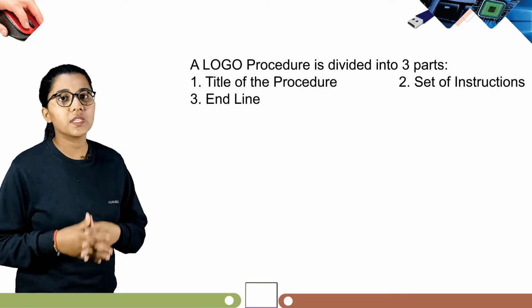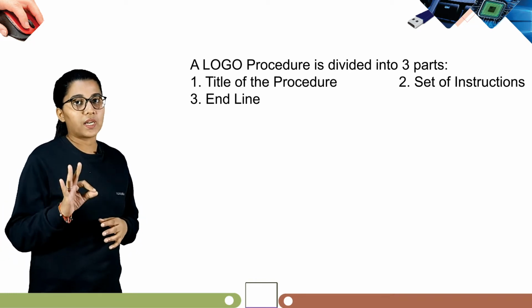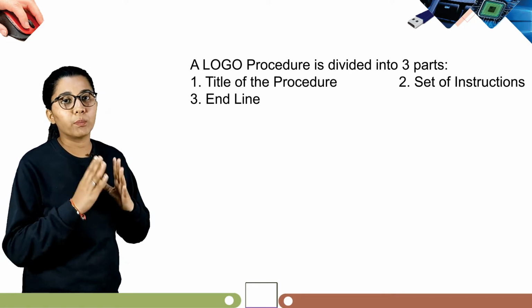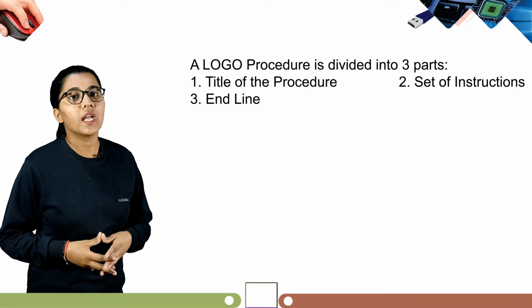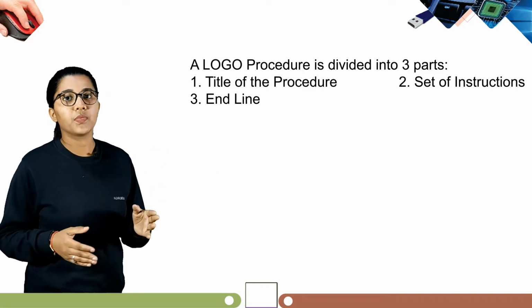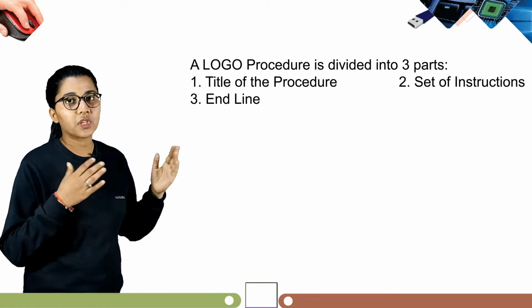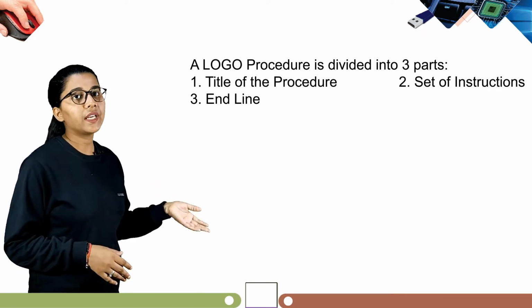A Logo procedure is divided into three parts. There are three parts of a Logo procedure. The first one is the title of the procedure, the second one is the set of instructions, and the third one is the end line.